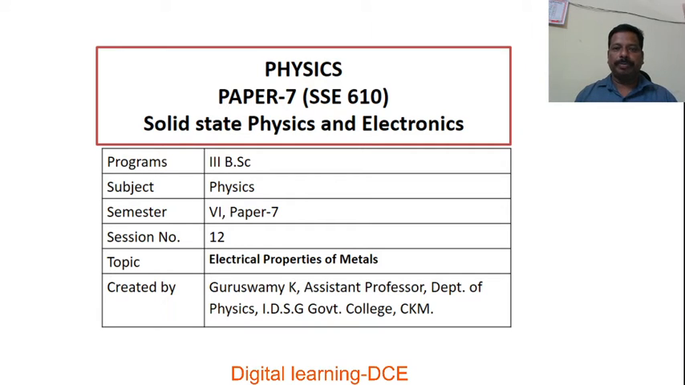In this video, I am going to deliver a third lecture on free electron theory of metals. This free electron theory of metal chapter belongs to the program 3rd BSc Physics 6th semester paper 7. The title of the paper is Solid State Physics and Electronics.